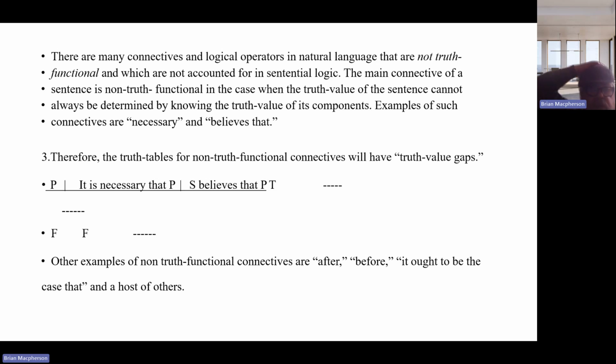The point that I'm making is that these two connectives here, necessary and believes that, necessary is a unary connective, believes that is a binary connective. Neither of those connectives are truth functional. Other examples of not truth functional connectives would be after, before, it ought to be the case that, and so forth.